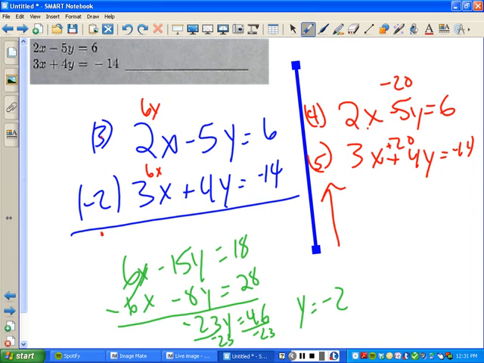Well, you could go over here and do the whole process again, get rid of the y's, and you figure what x is. Or you could just simply take this and plug it in and say, well, 3 times negative 2 plus 4y equals negative 14. Just plugging this into this equation here.